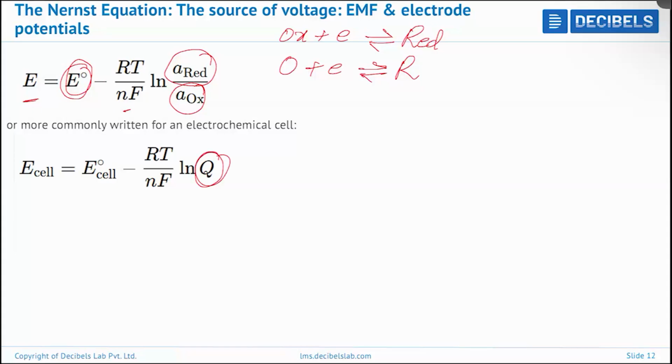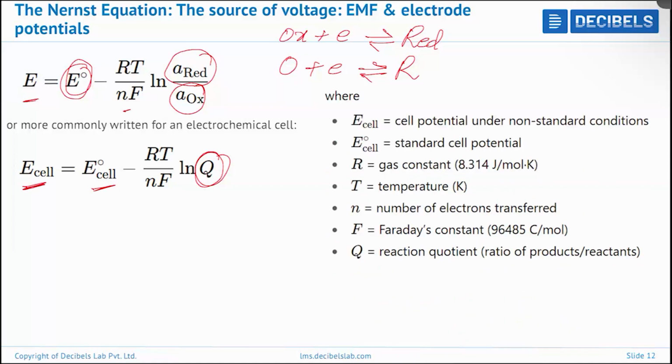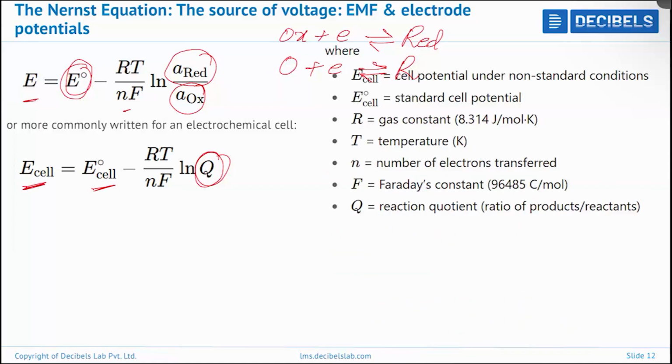So E cell is equal to E naught cell minus RT by nF into log Q, where E cell is the cell potential under non-standard conditions. This is under non-standard conditions, other normal conditions. And E naught is under standard conditions, 25 degrees centigrade and 1 atmosphere, and 1 molar concentration of the ions.